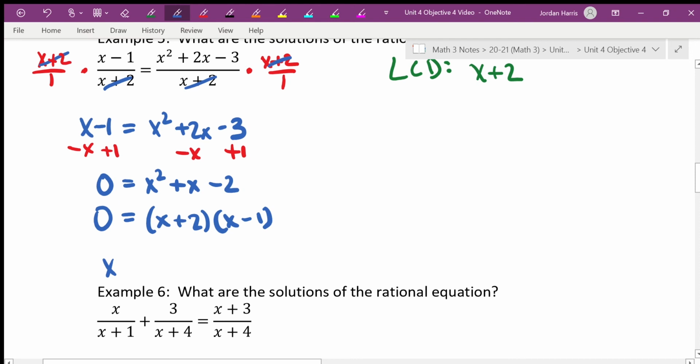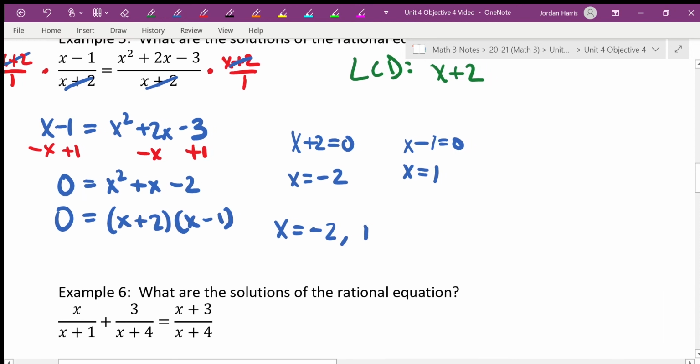Running out of room here, so I'll move it over. I set each thing equal to 0. So I get x equals negative 2, and x equals positive 1. So x equals negative 2 and positive 1.